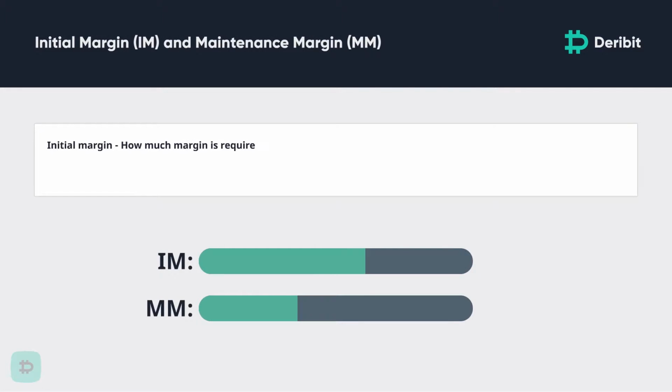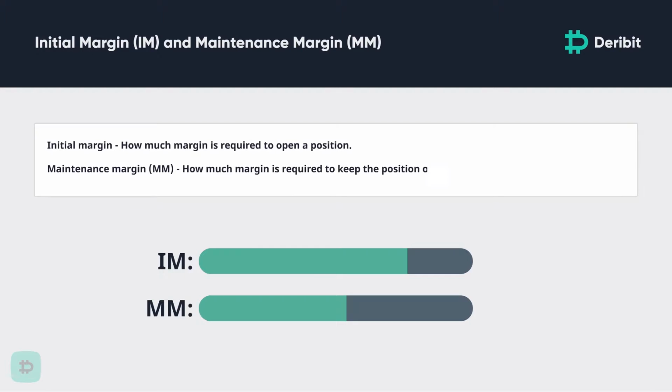Initial margin, or IM, is how much margin is required to open a position. Once you have no more spare initial margin, i.e. your IM bar is at 100% or above, you will no longer be able to open a new position until the initial margin usage has decreased below 100%.